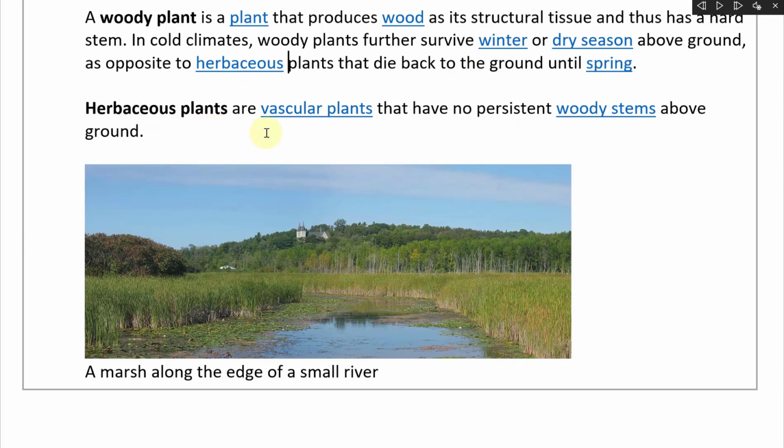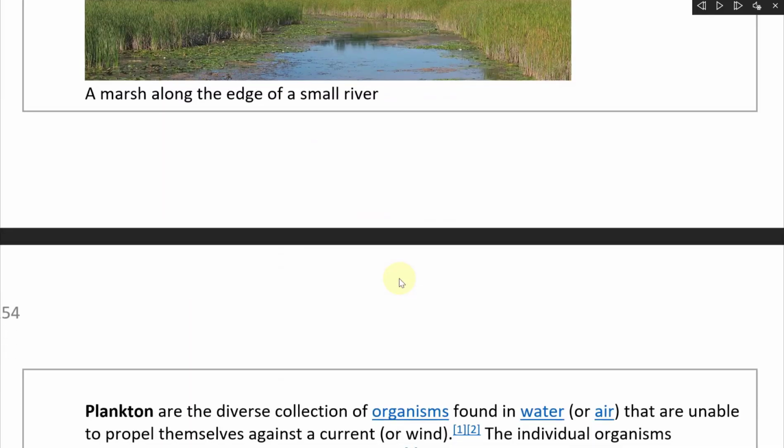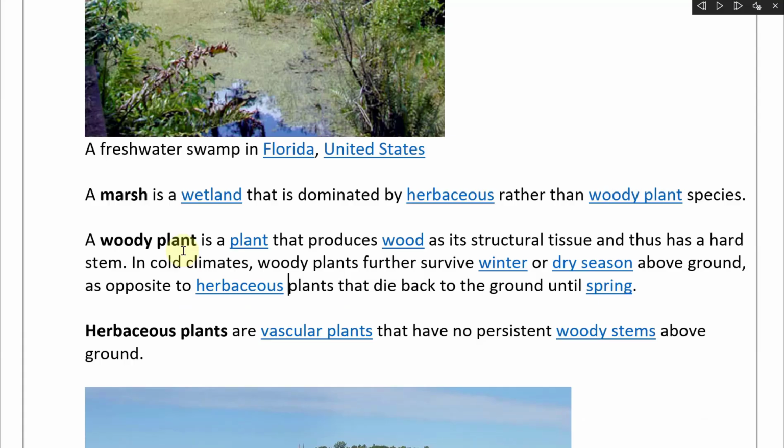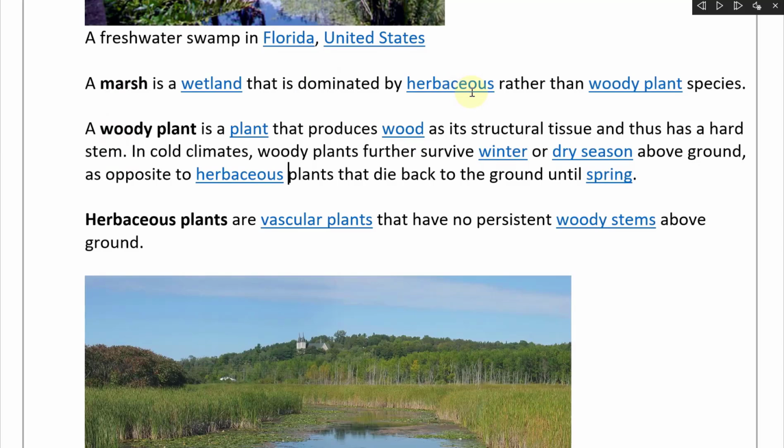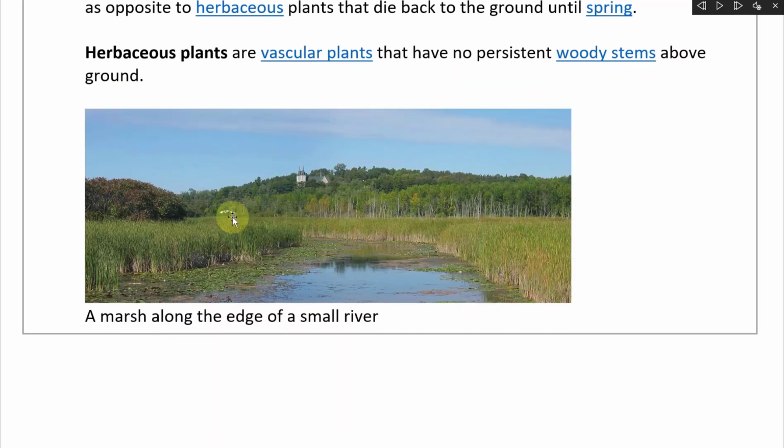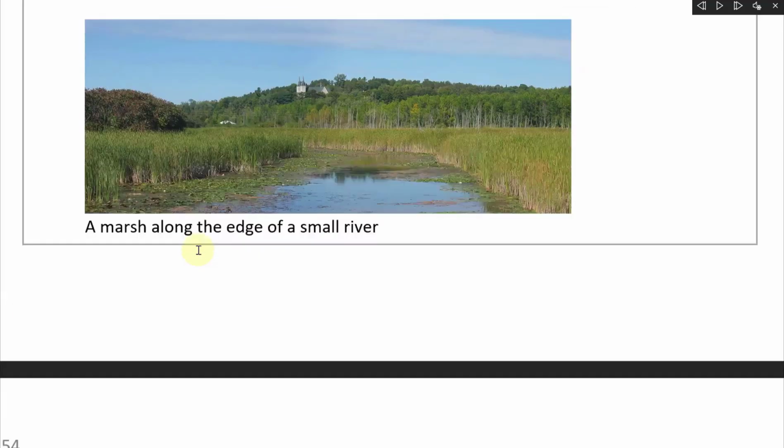Herbaceous plants are vascular plants that have no persistent woody stems above ground. It looks like there's a marsh along the edge of a small river, with a bunch of herbaceous plants there. So a marsh is a wetland that is dominated by herbaceous rather than woody plants. Basically, there are very few woody plants. These ones die out when it's cold or dry, and then come back in the spring.